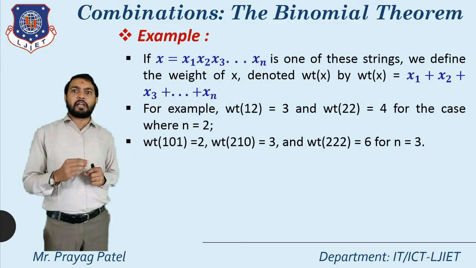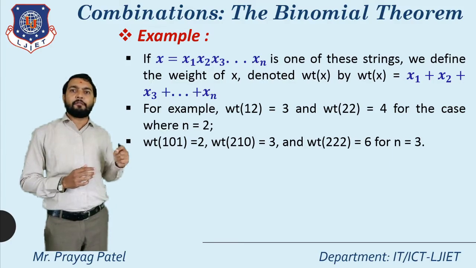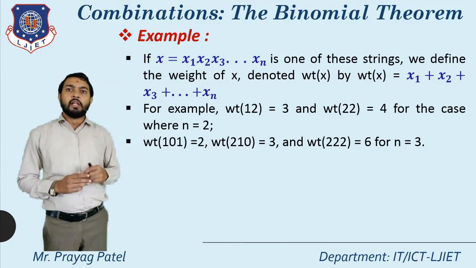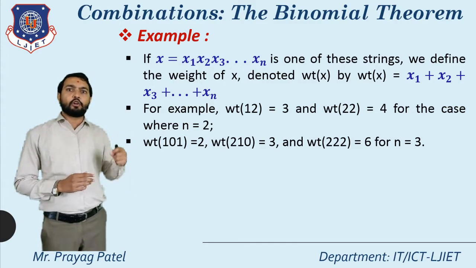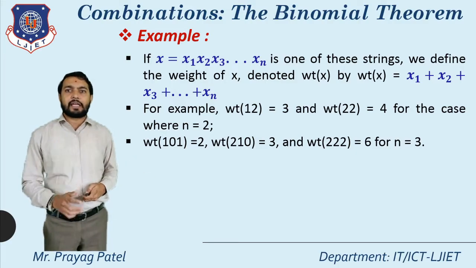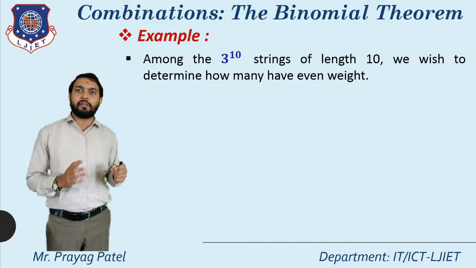Now consider the length of the string equal to 3. The first string is 1, 0, 1. Then the weight of 1, 0, 1 is equal to 2, because 1 plus 0 plus 1 equals 2. The weight of 2, 1, 0 equals 2 plus 1 plus 0, which is 3. The weight of 2, 2, 2 equals 6, because 2 plus 2 plus 2 equals 6. Now see, this is simply how we can find the weight.